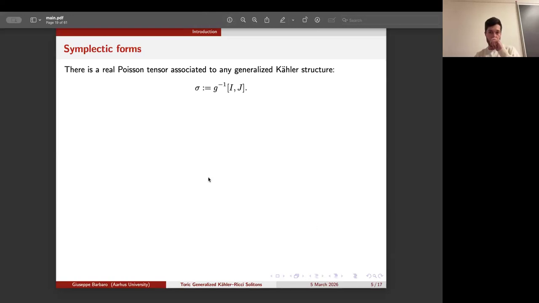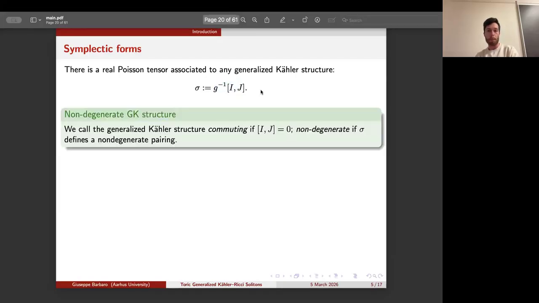Whenever we have our generalized Kähler structure, we get this Poisson tensor. We just take the commutator of the two complex structures and then do the inverse with G. We call the generalized Kähler structure commuting if the two structures commute, or we call it non-degenerate if these two are not commuting, and then it means that sigma is not degenerate. And if it is not degenerate, it can be inverted, of course.